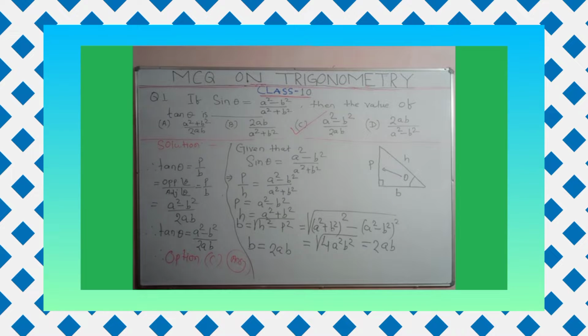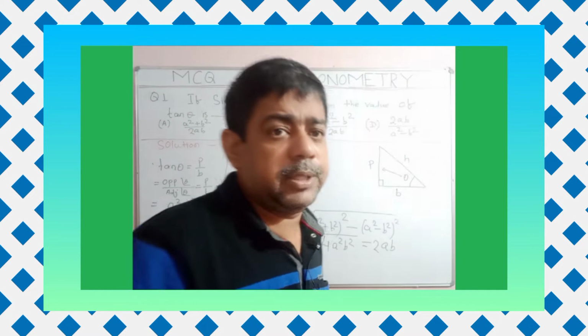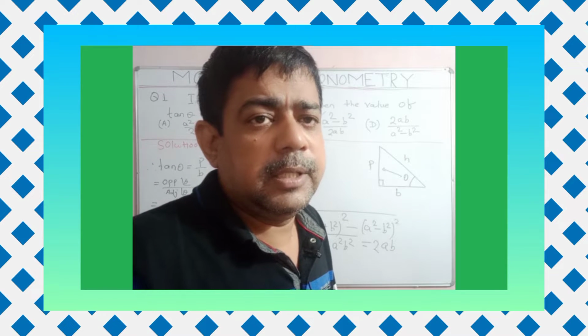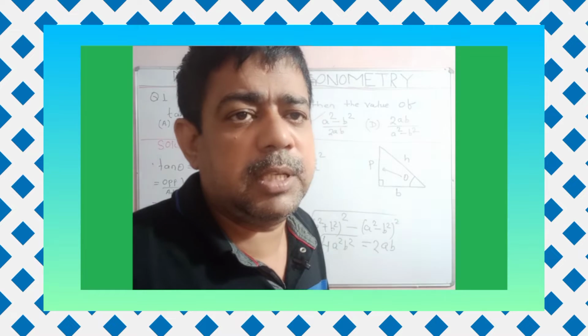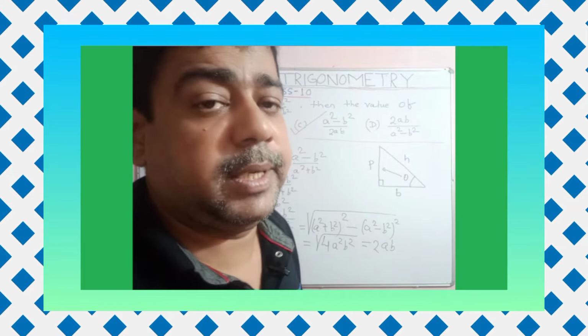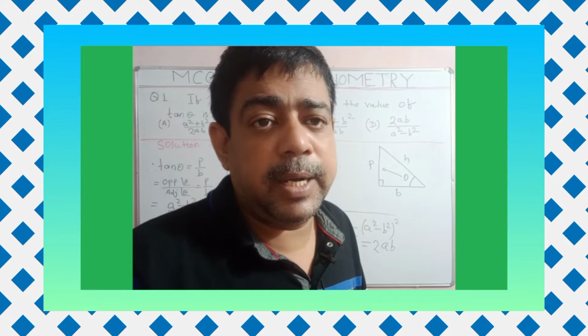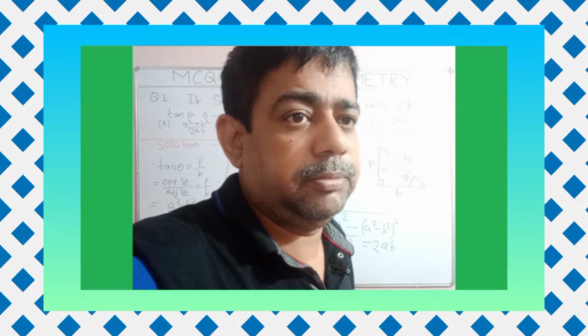Is it clear, students? Similar type of problem. If one of the trigonometric ratios is given, you have to find out the other trigonometric ratios. First of all, you find out the three sides using the concept of the given trigonometric ratio and the Pythagoras theorem. After finding the three sides, you can find out any trigonometric ratio. Okay, understood?